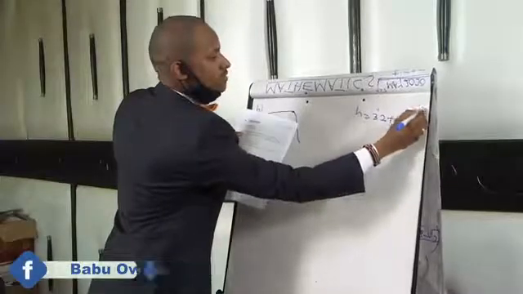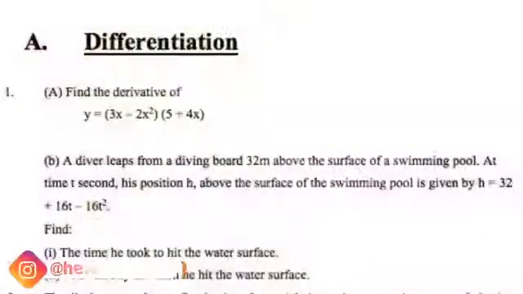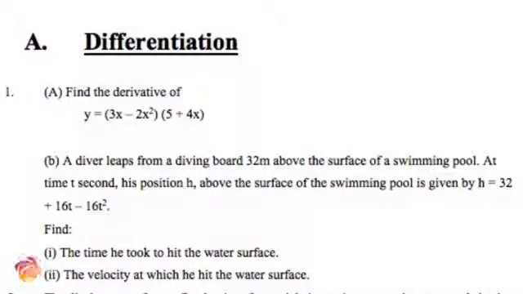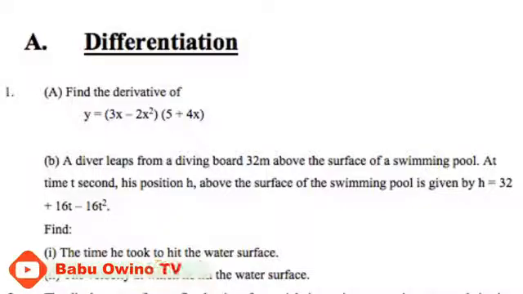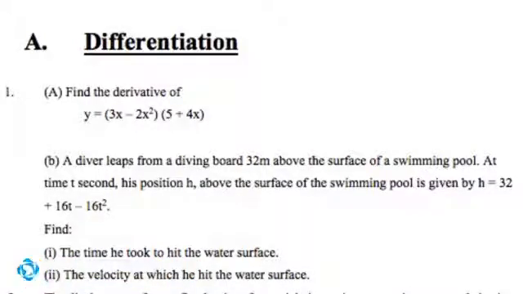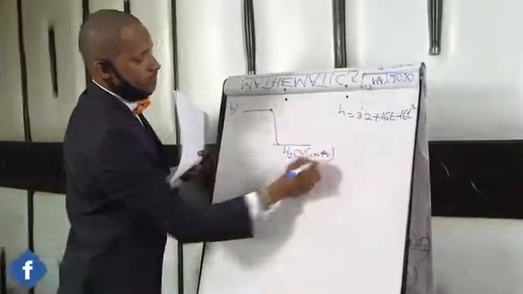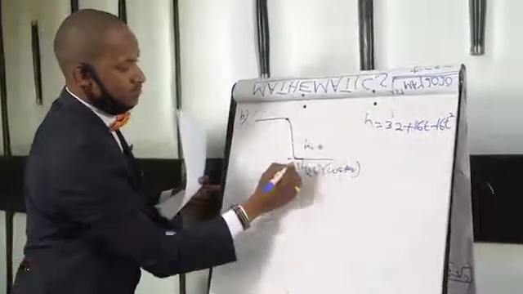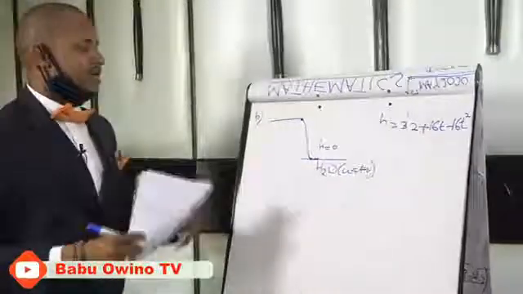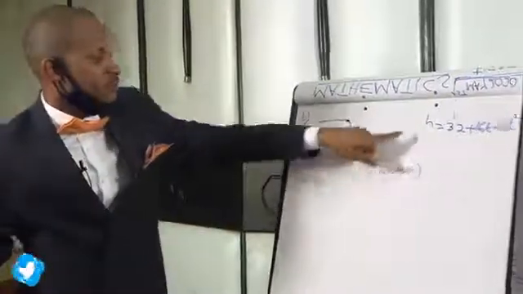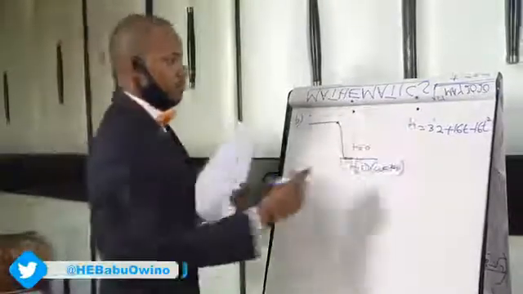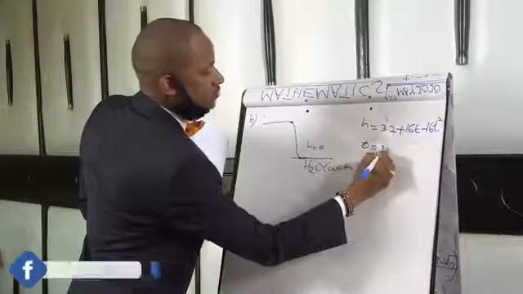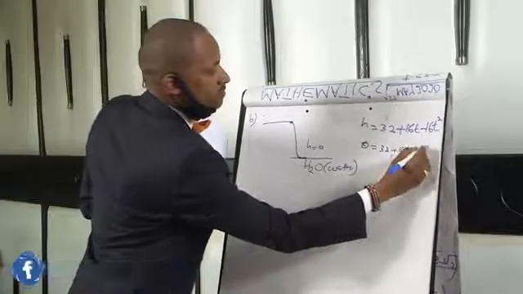minus 16t squared. Now the first part of this question wants us to find the time he took to hit the surface of the water. So when the diver dives from here and hits the water surface, at the water surface, height is 0. Therefore, if they want the time taken for the diver to hit the water surface, we replace the height with 0. So here is 0 equals to 32 plus 16t minus 16t squared.